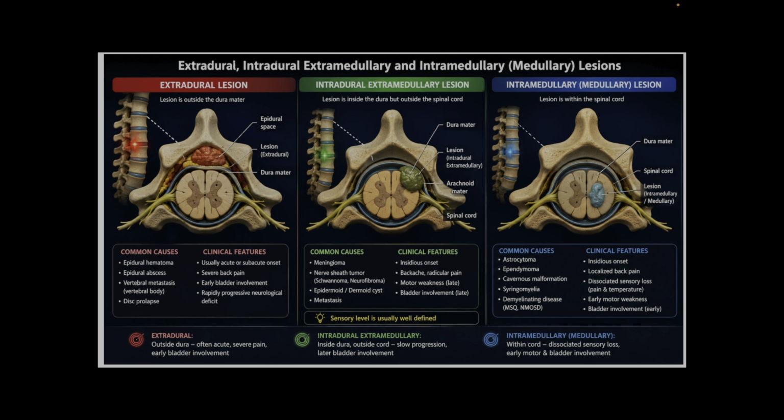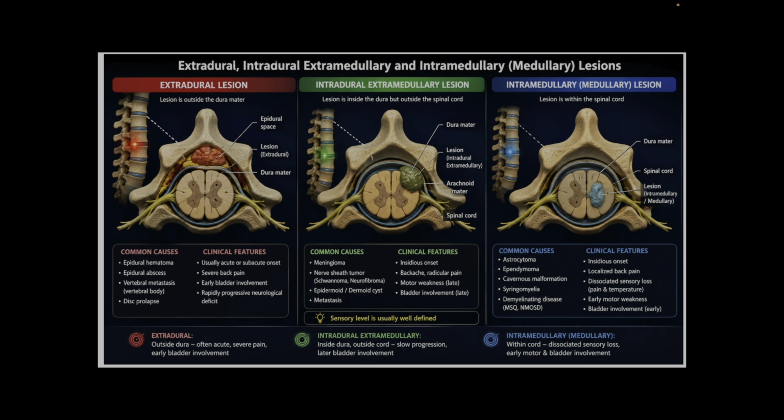Here also there is gradual, insidious onset and localized back pain. There will be a dissociated sensory loss affecting pain and temperature sensation. There will also be early motor weakness and early bladder involvement. In intradural extramedullary lesions, there is late motor weakness and late bladder involvement, but here it will be early motor weakness and early bladder involvement.